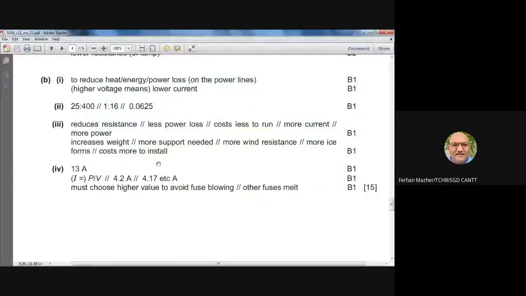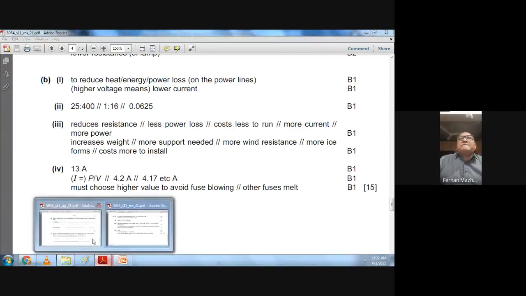The marking scheme says 1 mark is for telling that it reduces resistance, less power loss, cost less to run, more current, more power. And disadvantages: increased weight, more support needed, more wind resistance, more ice forms, costs more to install. So you can write one advantage and one disadvantage easily. I hope you have understood. And let's move to the next part.